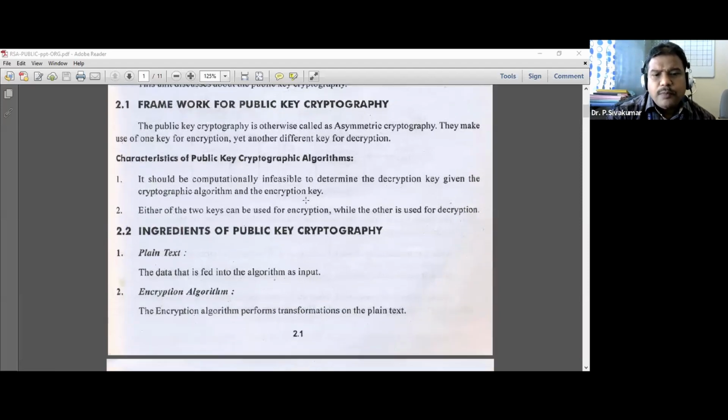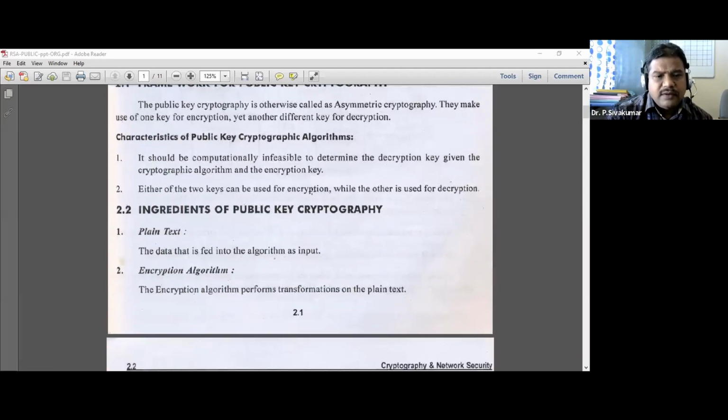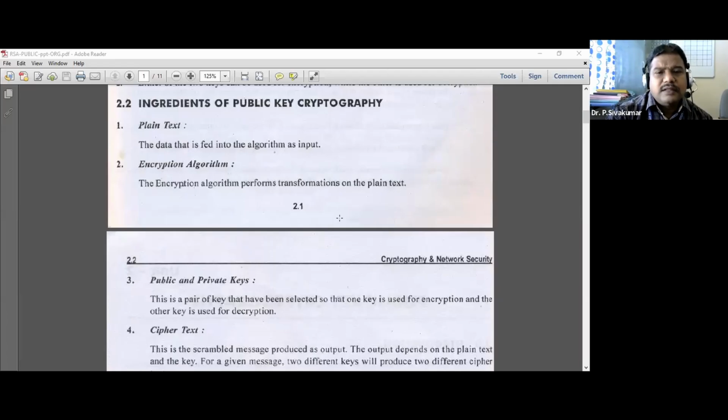So what are the main components of public key cryptography? Similar to the asymmetric model, first is plain text. Plain text means data that is fed into the algorithm as input. Second is the encryption algorithm. The encryption algorithm performs transformations on plain text. Using the encryption algorithm, we give plain text and a key as input to get ciphertext as output. That process is called the encryption algorithm.